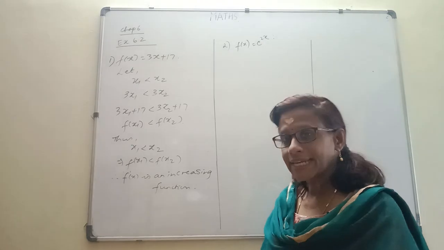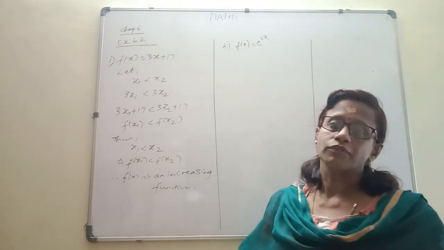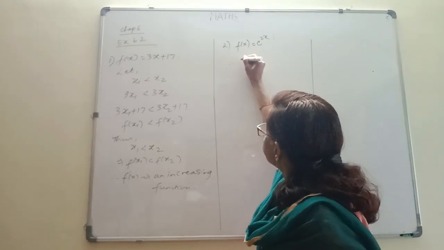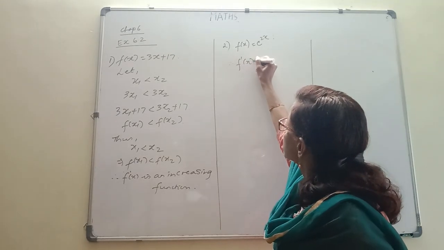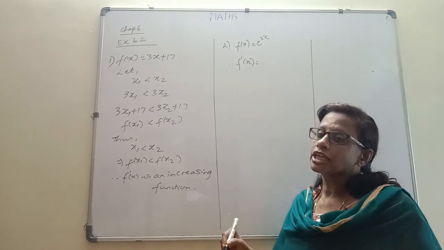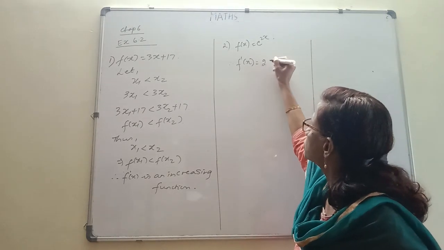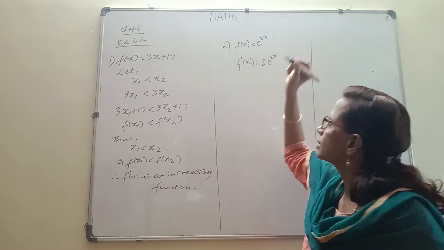As I told you, in the second method, after you have got the function, you are going to take its derivative. Let's take the derivative, f dash x. Derivative of e raised to ax, we all know, is a e raised to ax. That is 2 e raised to 2x.